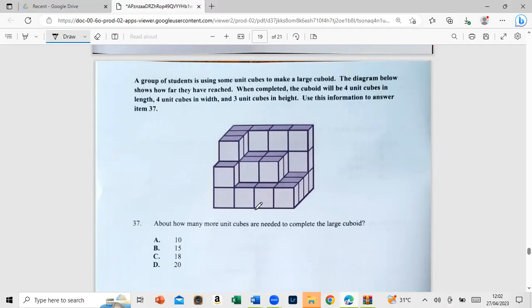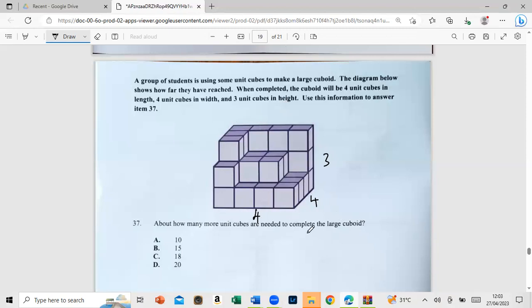So this is the length. So we have 4 unit cubes in width. So we have 4 as well, and 3 cubes in height. So what was the first one? 4. Alright. How many more unit cubes are needed to complete?